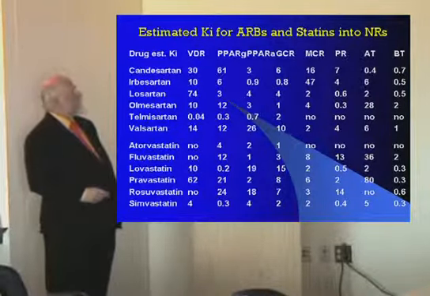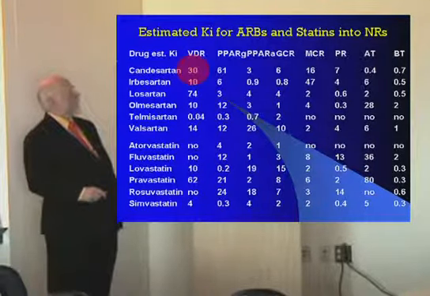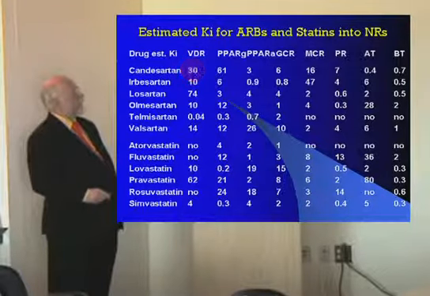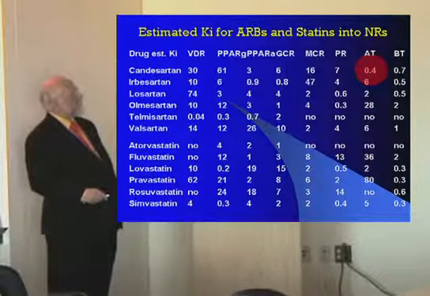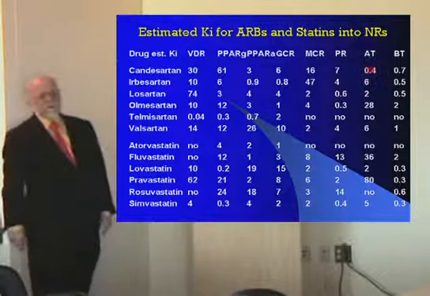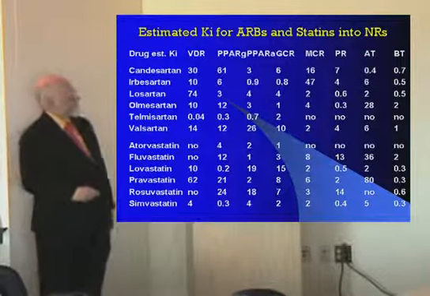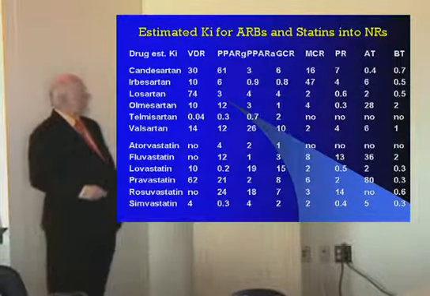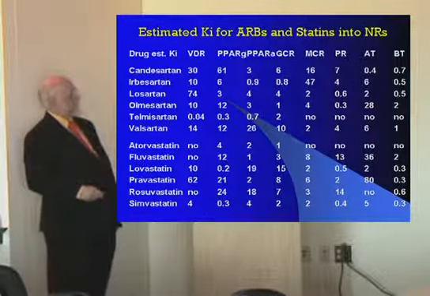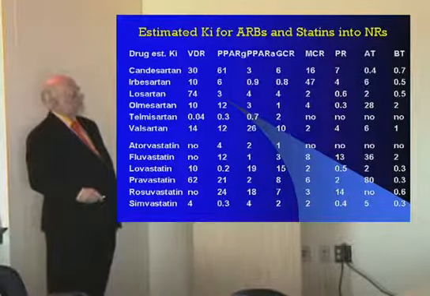And the same with the ARB. Some of them have a high affinity for the VDR and PPARs. Candesartan, you see, does not have high affinity for VDRs and PPARs. But have a look over here at the thyroid. The thyroid receptors, candesartan has a very high affinity to. And at the other end of the string, you've got something like valsartan, which does actually knock the thyroid.